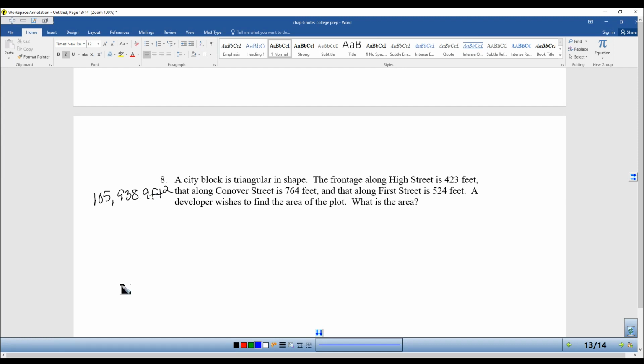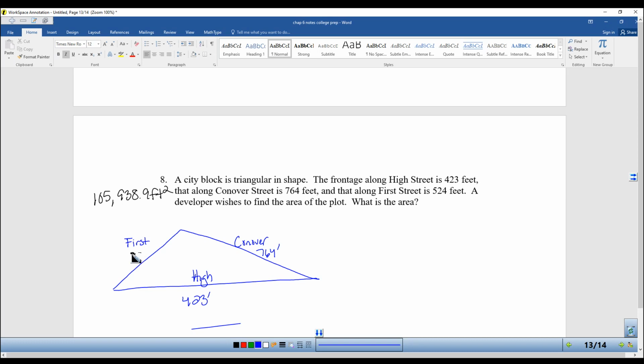Number 8, a city block is triangular in shape. The frontage along High Street is 423 feet. That along Conover Street is 700, clearly I did not draw this to scale, feet. And that along First Street is 524. A developer wishes to find the area of the plot. What is the area? So whenever you have 3 sides, Heron's formula is definitely the way to go.